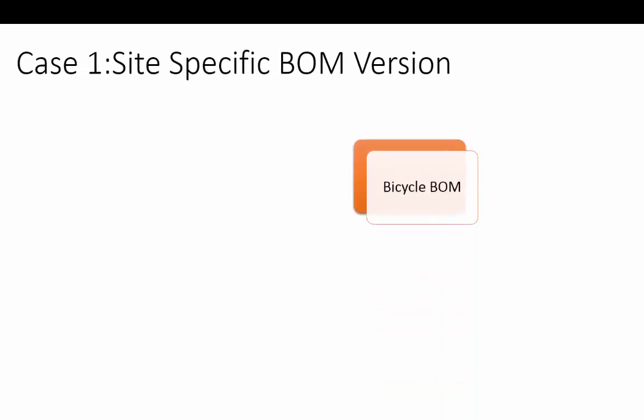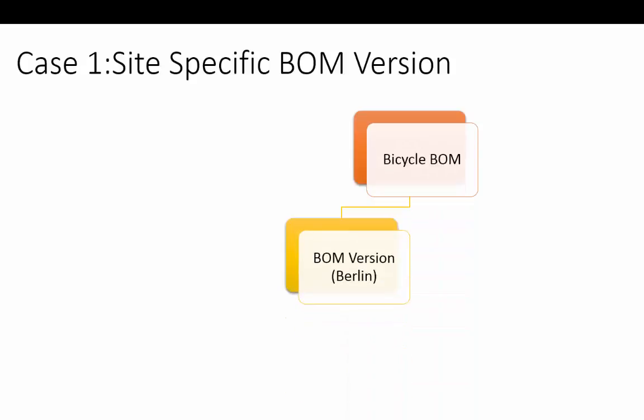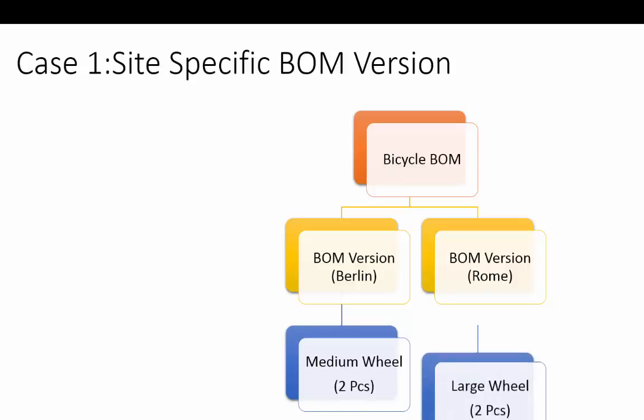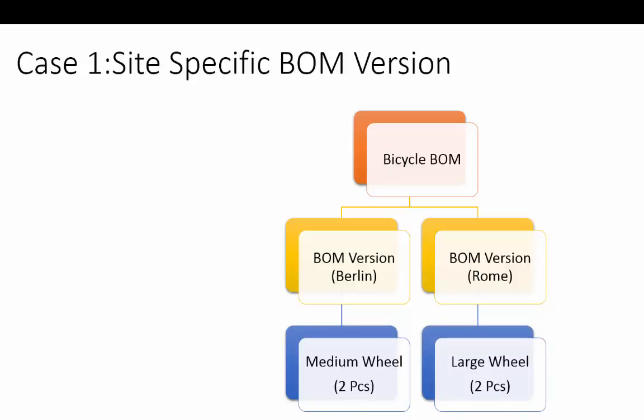Currently, the company assembles the bicycle at the Berlin site using the medium-size wheel, but the company decides to start assembling the bicycle at a recently built manufacturing facility at the Rome site. However, in Rome, the large size wheel is generally popular and preferred by the customer. Therefore, a new BOM version of the same bicycle BOM for the Rome site will be created, approved and activated. In this BOM version, all other BOM components are identical except the large size wheel is used in the Rome site-specific BOM version instead of the medium size wheel.